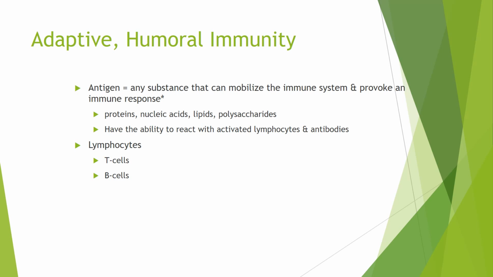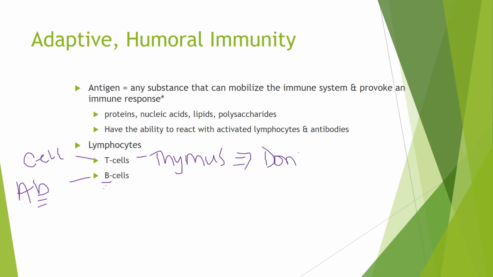The two different types of lymphocytes involved are, again, the T cells and the B cells. The T cells are going to be with cell-mediated immunity. And with the B cells, if you can remember, antibody, which I'm just going to abbreviate AB, mediated responses. Our T cells are produced within the thymus, and the big thing is that they don't secrete antibodies.